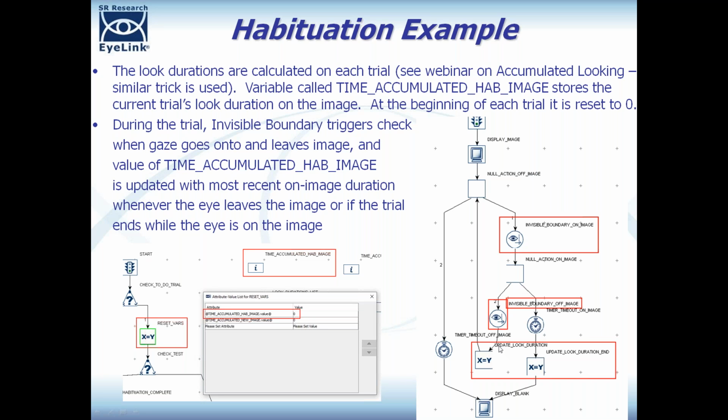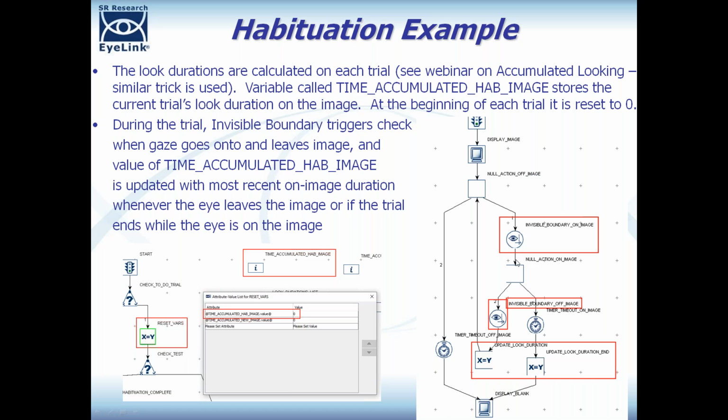And if they look away, then we're going to update our time accumulated hab image. So basically this update attribute action is going to add to this variable the difference between the time when they looked away and the time when they looked at it, which is basically the most recent on image duration. So it's like just now, how much time did the participants spend looking at the image? And let's add that duration that they just spent looking at the image to our little variable. And it'll loop back here. And then at that point, either the trial can time out or the same thing can happen again. They can look at it again.